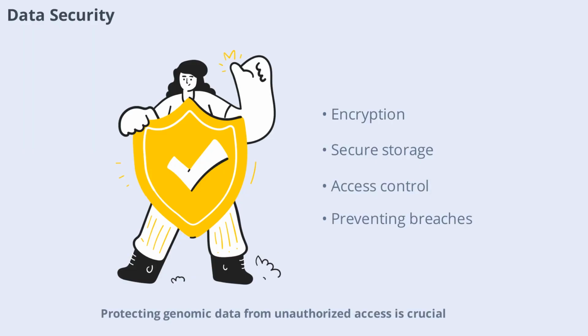Protecting genomic data from unauthorized access is crucial. Security measures include encryption, secure storage, and controlled access. As genomic databases grow, maintaining robust security protocols becomes even more important to prevent data breaches and misuse.